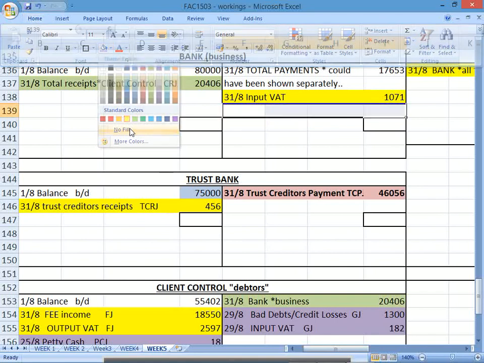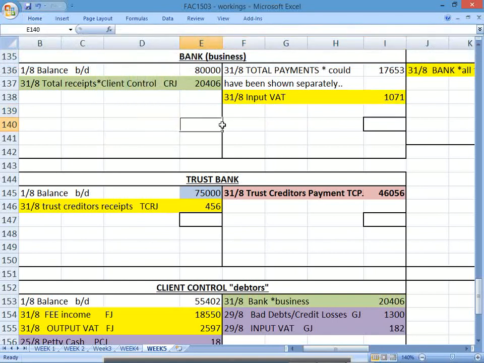Where is the balance carried down? Let's just do one. Let's see if you can get it right, and then I'll just copy-paste it for the rest. Okay, you can check it.